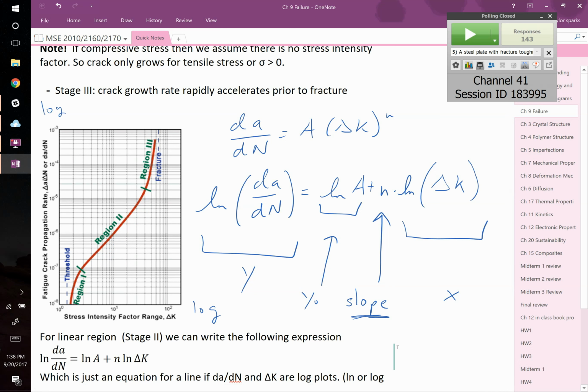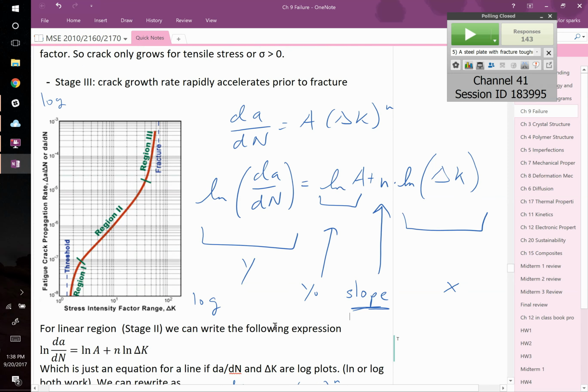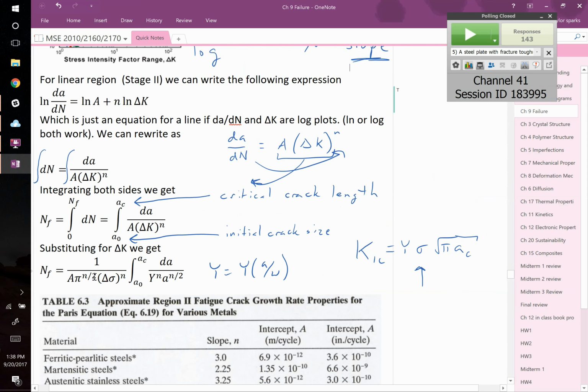I might just give you this figure. In fact, I think I do on one of the first homework questions. I've just given you a bunch of data. You need to, from that data, figure out what capital A and little n are, your crack growth constants. Once you know those, you plug in capital A and little n and all these different values to calculate the number of cycles to failure. Are there any other questions I can answer about this? We will do an example in just a moment.